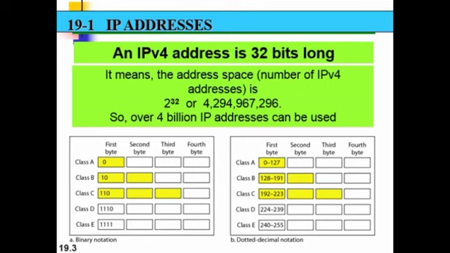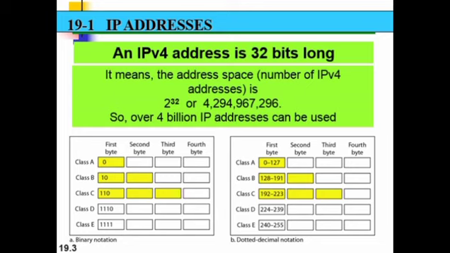So let us discuss the ranges of these classes first. Class A has the IP address range of 0 to 127. Class B has the range of 128 to 191. Class C has the range of 192 to 223. Class D has the range of 224 to 239. Then class E has the range of 240 to 255. So as a whole they are 256, that is 0 to 255, right?